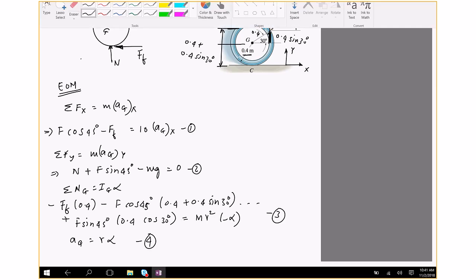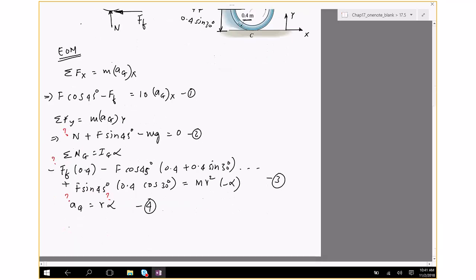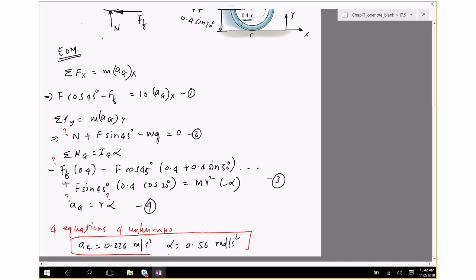The unknowns are N, a_G, alpha, and the friction force. Four equations, four unknowns, and you can solve for a_G and alpha. So a_G equals 0.224, and I'm only writing down the answers for alpha and a_G, alpha is 0.56 radians per second squared. Okay, so that is fine.